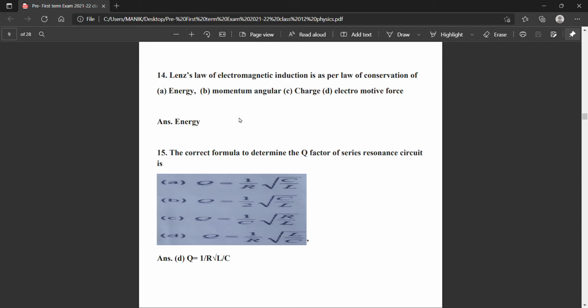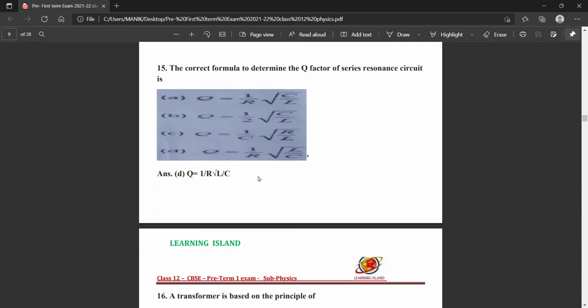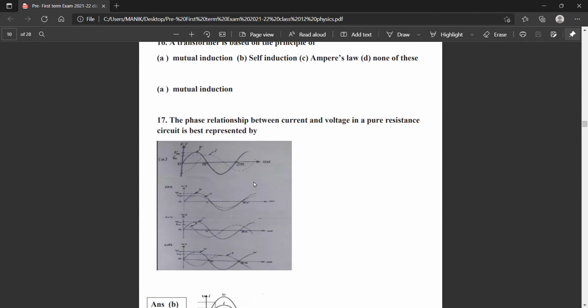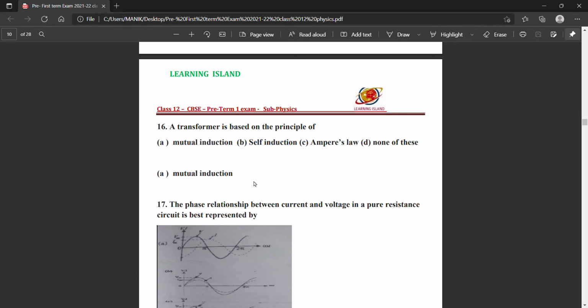Question number 15. The correct formula to determine the quality factor of a series resonance circuit is, out of these four options, the answer will be Q equal to 1 by R into root over L by C. Question number 16. A transformer is based on the principle of mutual induction, because in a transformer there are two coils. One coil is given the feed, and from the other coil we get the output. So this happens totally on mutual induction.